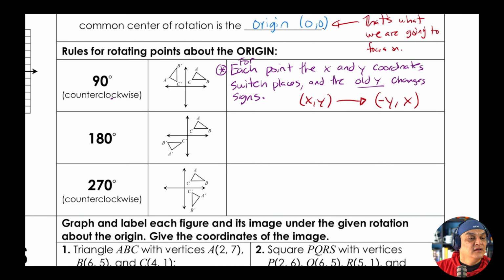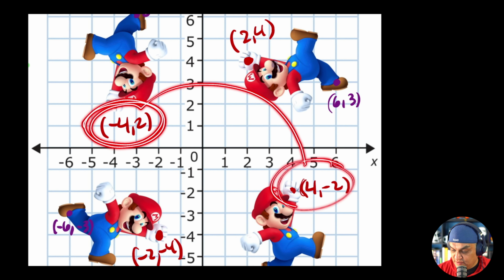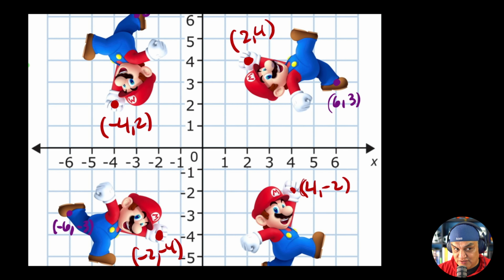All right, let's look at 180. What happens when we rotate 180? So let's start with his thumb. Look at his thumb. And somebody kind of described it. His thumb goes here to here. So what happened? Did the x and y switch places? No, they actually stayed in the same place. The 4 and 2 stayed there. But what happened to the signs? The signs turned opposite, didn't they? The 4 became -4. The -2 became +2.